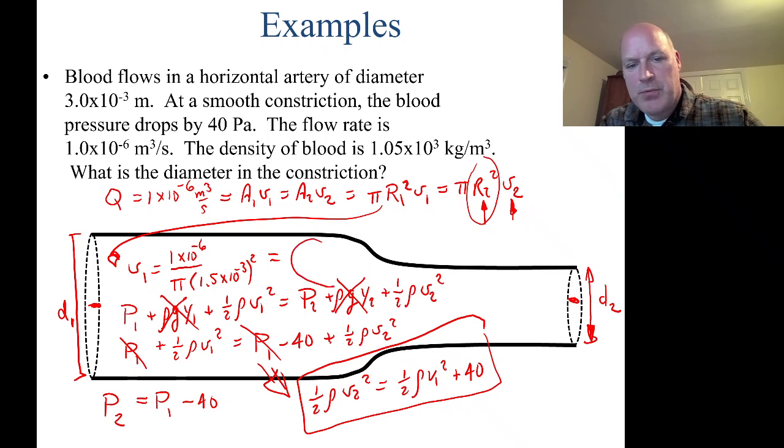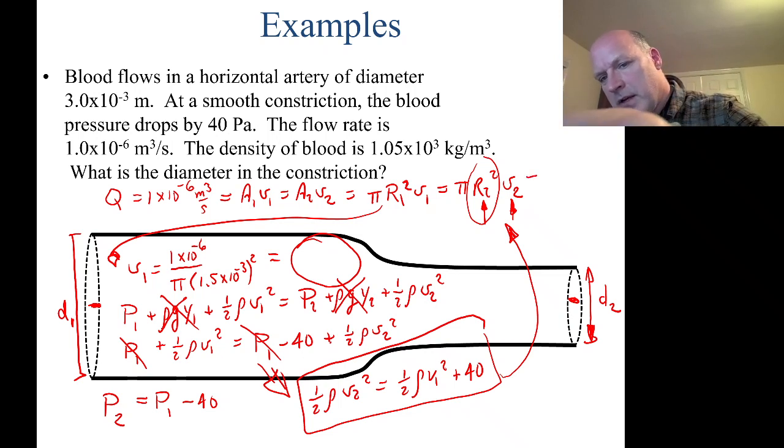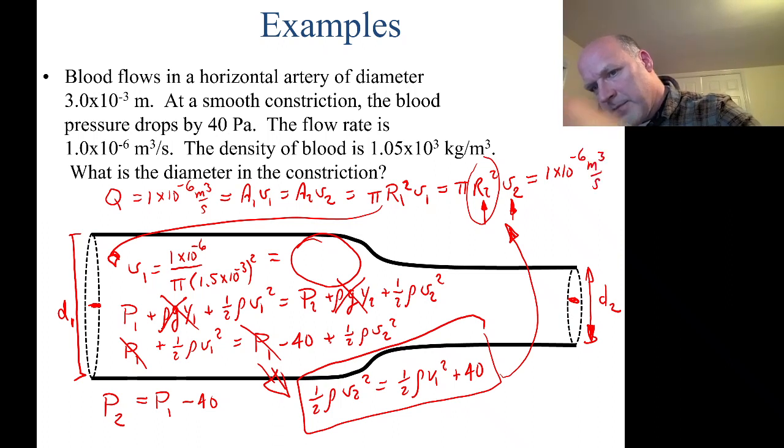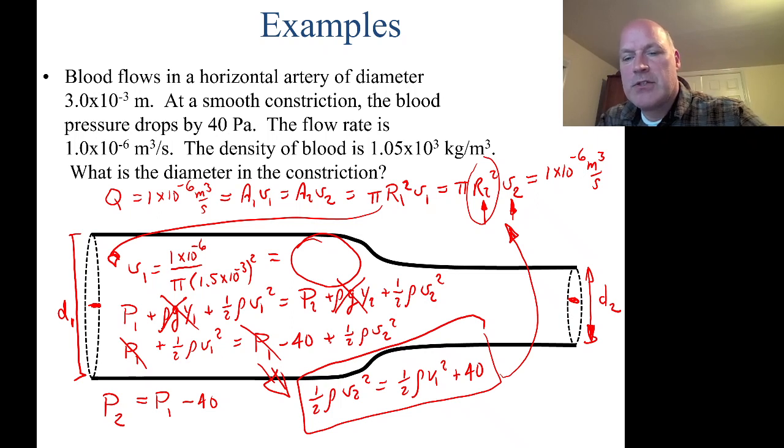We're going to have to pull out our calculator and put in the value of our V1. Once we know V1, we can figure out what velocity 2 is. Once we know velocity 2, we can plug it in over here. And I'm going to rewrite this. This was equal to 1 times 10 to the minus 6 meters cubed per second. So once we figure out velocity 2, we can plug that into this equation and figure out what radius 2 is, and then what diameter 2.